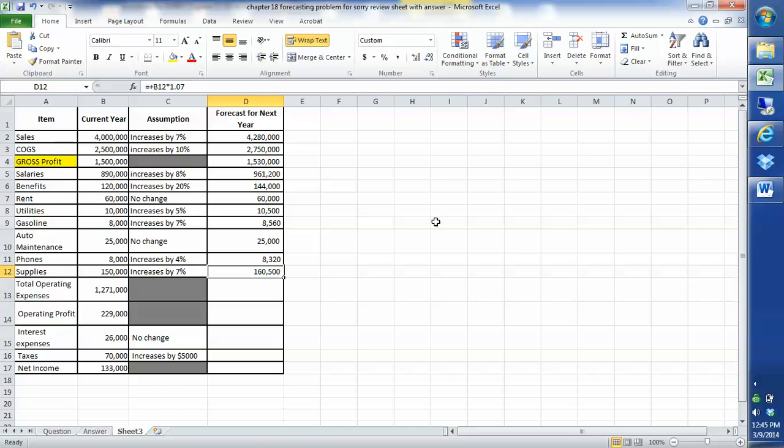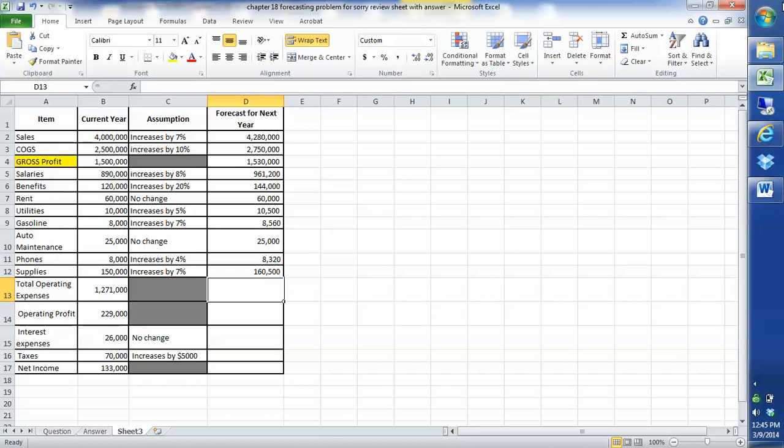So here's the question: what would have happened if supplies had gone down by 7%? What we would multiply is we would take our $50,000 in supplies and multiply by 0.93, because 100% minus 7% is 93%, and converting 93% to a decimal, you get 0.93. So in this case, our supplies would have been 139,500 if it had gone down by 7%, but it didn't. It went up. So we'll leave the 160,500.